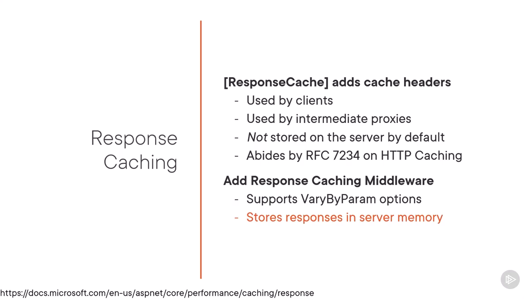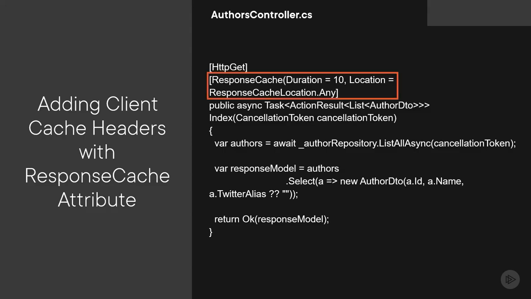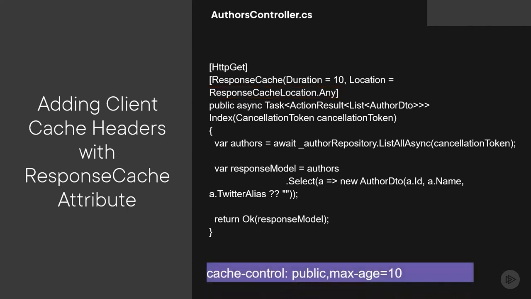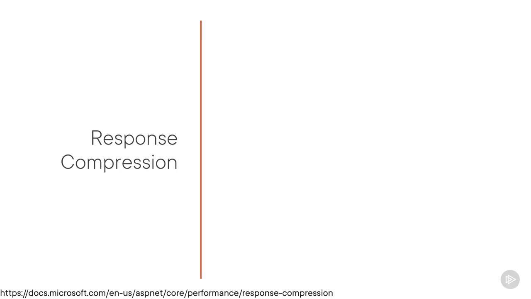multi-server deployment environment. The response cache attribute can be added to any controller action to enable ASP.NET Core to add response headers with cache information. In this case, the duration is set to 10 and the location to any, resulting in a header that looks like this, specifying cache control of public with a max age of 10, and this is 10 seconds. Clients and intermediate proxies can use this header to determine whether a response can or should be cached and for how long.